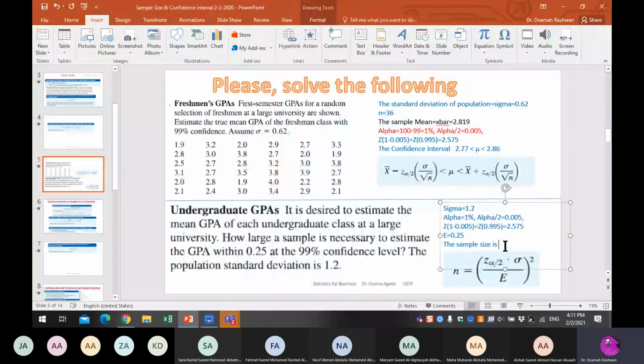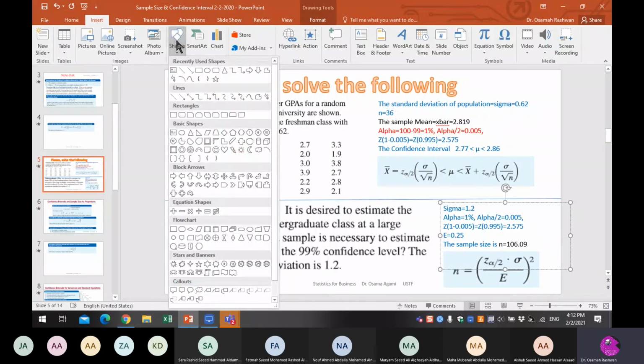So what is the sample size? 3.19? Do you think so? It is 106.09. Do you accept the sample size being a decimal? No, right? It should be a whole number.